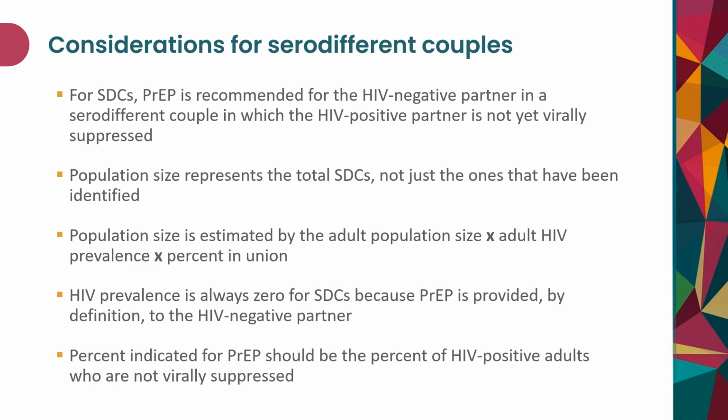The population size is estimated by the adult population size multiplied by the adult HIV prevalence multiplied by the percent of adults married or in union. HIV prevalence is always 0 for serodifferent couples because PrEP is provided by definition to the HIV negative partner. The percent indicated for PrEP should be the percent of HIV positive adults who are not virally suppressed.